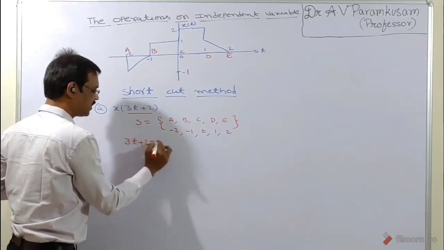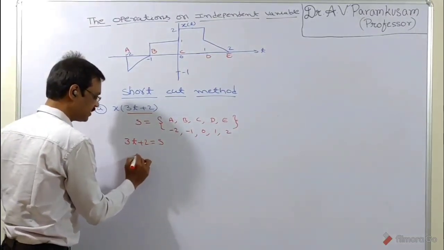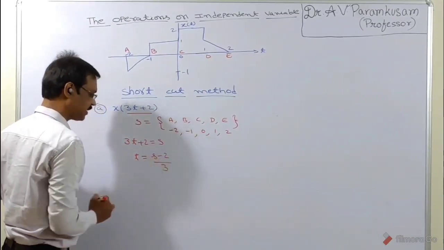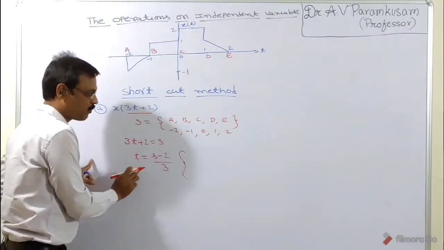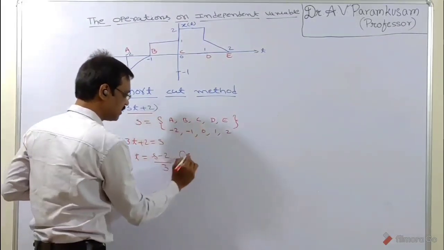You make it equal to 3t plus 2 is equal to s. Then what is the value of t? t is equal to (s minus 2) by 3. Now you find the points for t by assuming that these are the points for s.